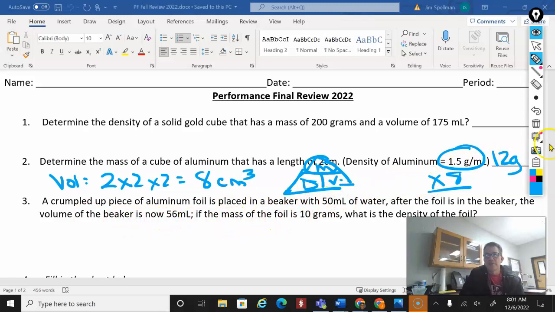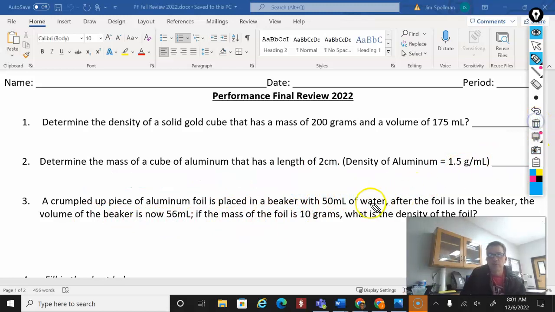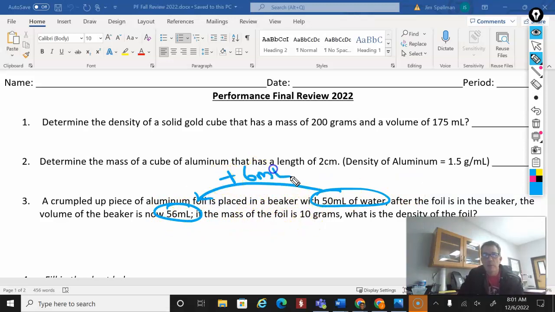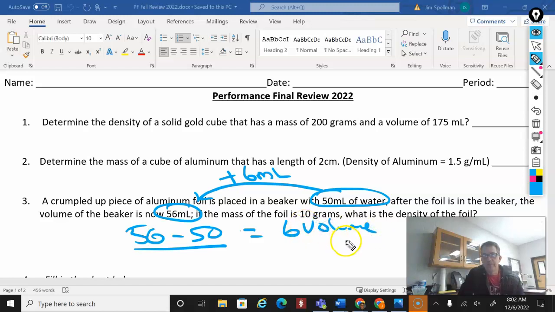Number 3, it also does not tell us our volume. We have to figure the volume out. We've got a beaker that's got some water in it. We stick some foil in that water and the water level goes up to 56. So think about what just happened. The aluminum caused it to go from 50 to 56. That's an increase of 6 milliliters. Technically, if you did this mathematically, we would just subtract: 56 minus 50. This is called water displacement. That's going to end up equaling 6, so that's going to be our volume.